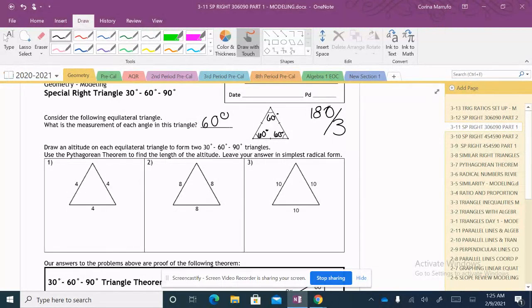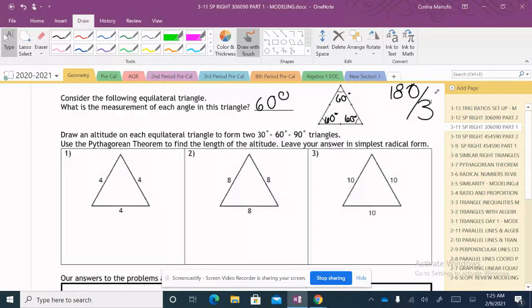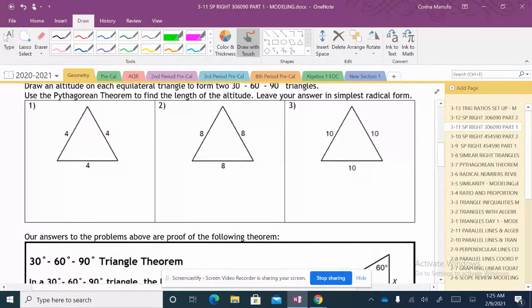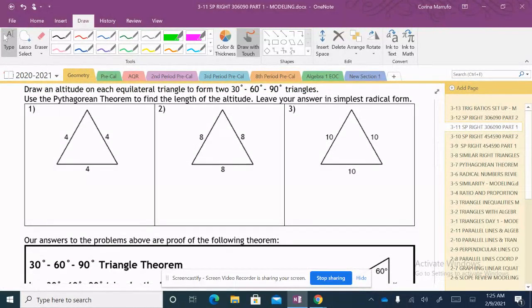Here it says draw an altitude on each equilateral triangle to form two 30, 60, 90 triangles. Use the Pythagorean theorem to find the length of the altitude and leave your answer in simplest radical form. Just in case you don't remember, your altitude is the height of your triangle, going from the very top down to the base. I'm going to draw the altitude for every single one of them.